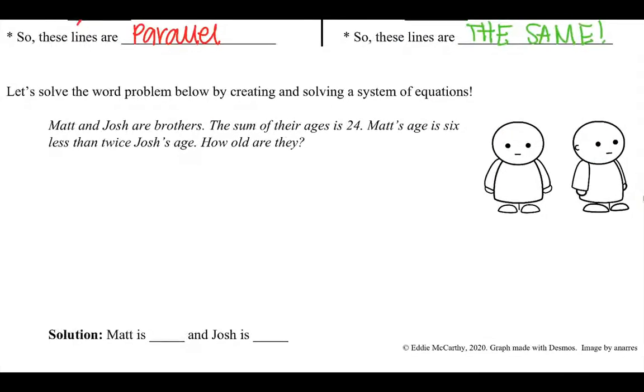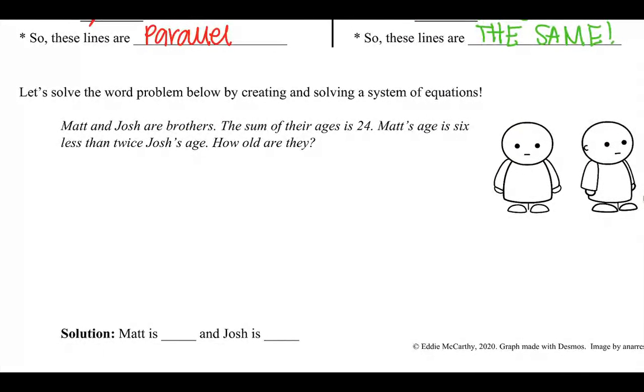Okay, last one, we've got a word problem. So let's solve the word problem below by creating and solving a system of equations. So Matt and Josh are brothers. The sum of their ages is 24. So I know sum means to add. So I know Matt plus Josh, we're adding, equals 24.